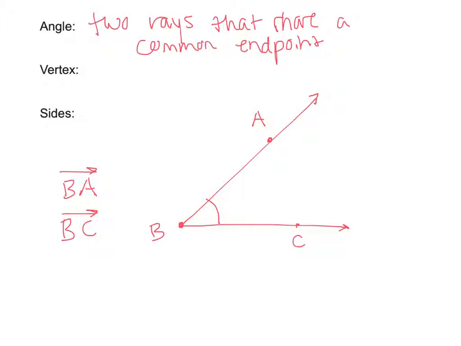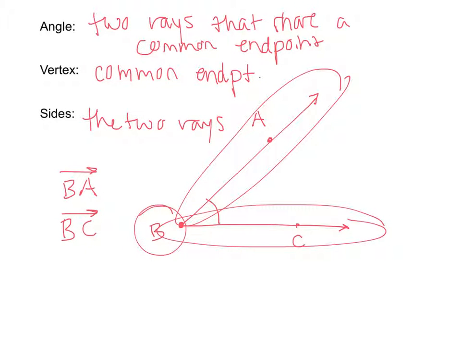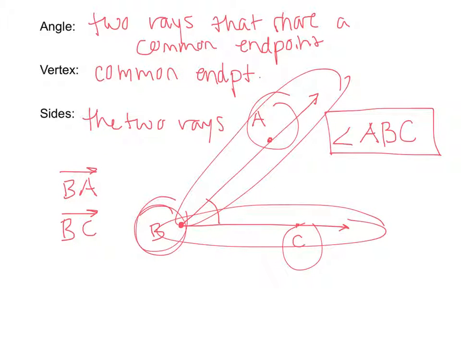So now the vertex is going to be the common endpoint. So the vertex is B, and the sides are in fact the 2 rays. So this is a side and this is a side. And an angle is going to be named by 3 points, and the middle one is always going to be the vertex, and then there's going to be one from either side. So technically this could be angle ABC, it could also be angle CBA.